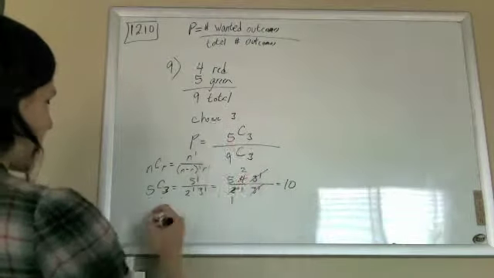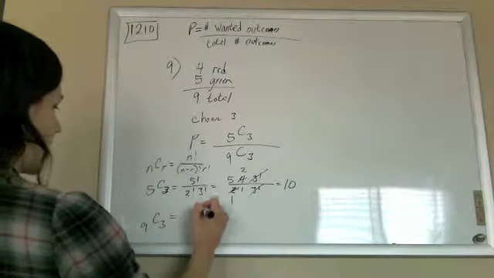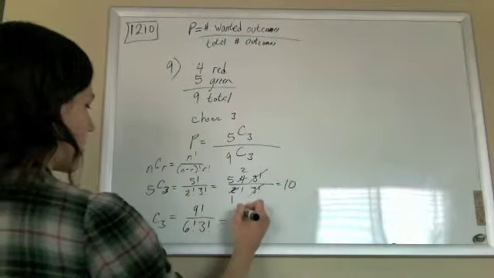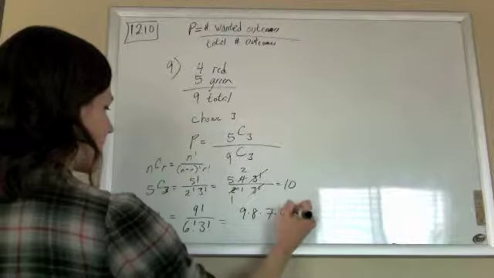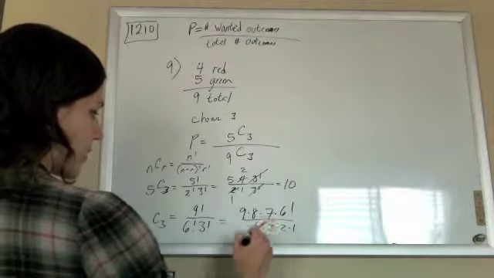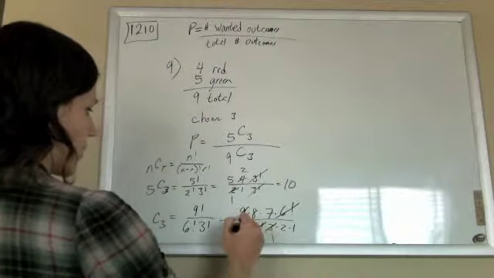I'll do the same thing for the bottom. I'll do 9C3. So plugging it into the formula, I'll have 9 factorial over 6 factorial times 3 factorial. So 9 times 8 times 7, stop it at the 6. Then 3 times 2 times 1. Cancel out the 6 factorials. Divide by 3 to get a 1. Divide by 3 to get 3. Divide by 2 to get 4. Divide by 2 to get 1. So 3 times 4 times 7, 12 times 7 is 84.